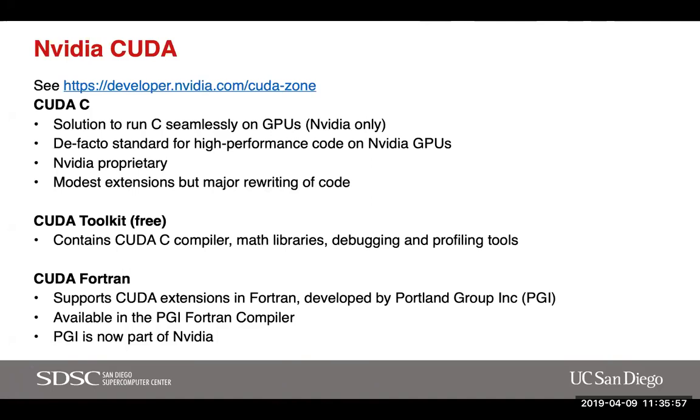The CUDA toolkit is free. I already talked about that, and it comes with a compiler, the math libraries, debugging and profiling tools, and there's also something called CUDA Fortran. So if you're a Fortran programmer, there are CUDA extensions in Fortran that have been developed by the Portland Group, PGI. They're available in the PGI Fortran compiler, and PGI is now part of NVIDIA. So again, extensions that used to work for AMD and NVIDIA GPUs now work only for NVIDIA GPUs.